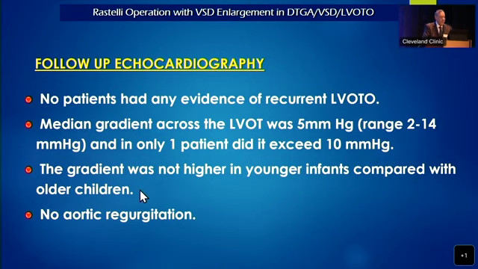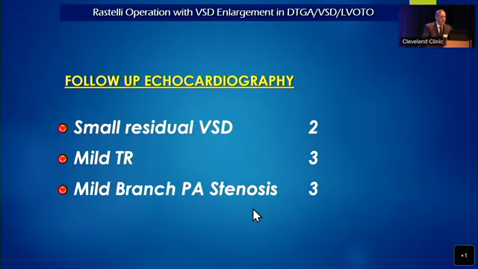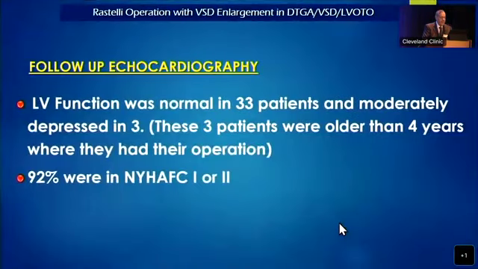The gradient was not higher in younger infants compared with older children, and no patients had any significant aortic valve regurgitation. We had 2 patients with small residual VSDs, 3 patients with mild tricuspid valve regurgitation, and 3 patients who developed branch pulmonary artery stenosis that were dealt with in the cath lab. The LV function was normal in most of the patients, except in 3, and these 3 patients were older than 4 years at the time of their operation.